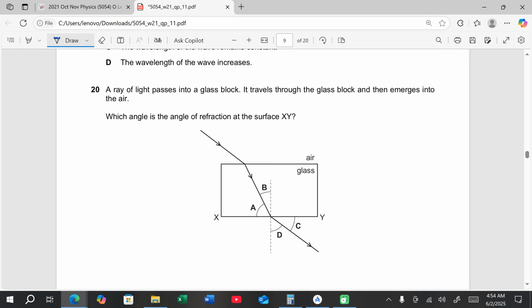The ray of light passes into the glass block, then travels through the glass block, then emerges into the air. Which angle is the angle of refraction at the surface XY? So that has to be D. This is the angle of incidence for that, and this is the angle of refraction.